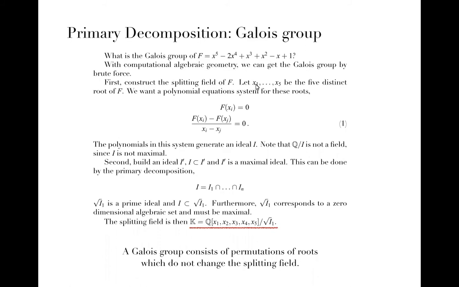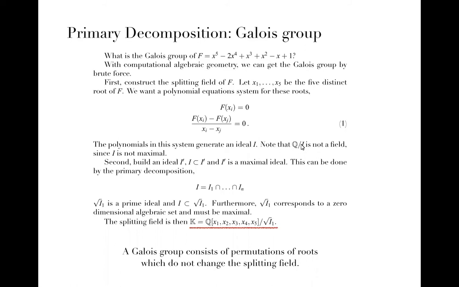Now I just introduce x1 to x5 to be the 5 distinct roots of F. I'm not saying these have values; they're just symbols here. Again, I use this trick: each F(xi) should be 0, so each is a root, and they should be distinct, just like in the Sudoku case. This gives you one ideal, and I'm sorry, that's a typo. This is now Q over I, so it should be Q[x1 to x5] divided by I.